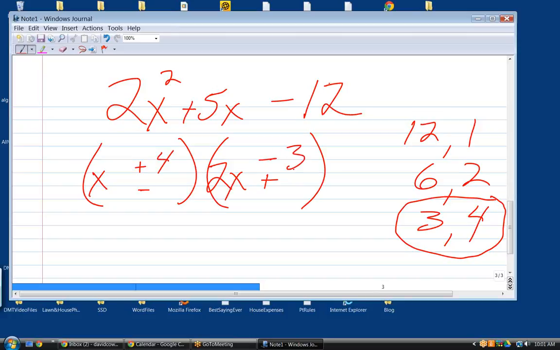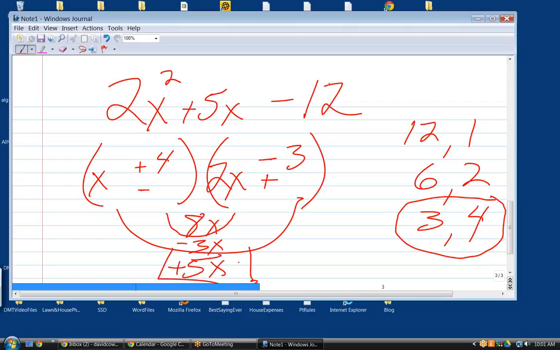What number does that produce as a middle term? 3x. No. What's the inside? So 8x. And what's the outside? Negative 3x. And add them together. 5x. That's it. And that's how you do these level 2 quadratics.